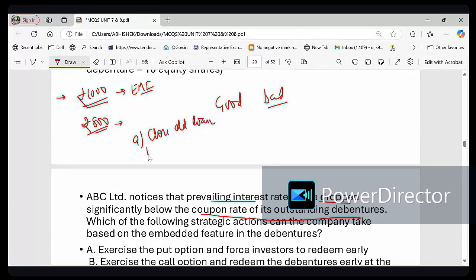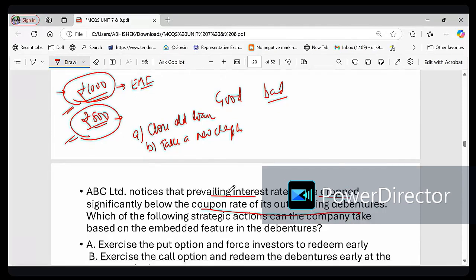Option B, obviously you will close the old loan, right? And you will take a new cheap loan, because in the earlier loan you have to pay rupees 1000 as EMI. In the new loan you will have to pay just rupees 800 in the EMI. That is exactly what ABC Limited is thinking with this debenture, right?